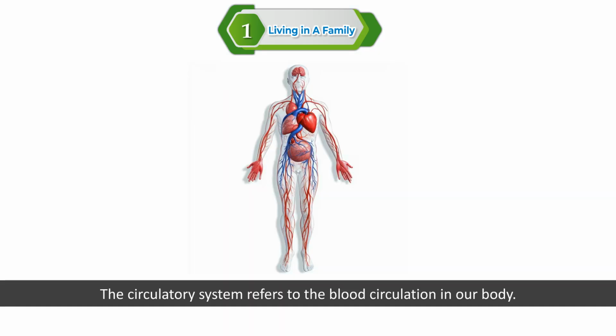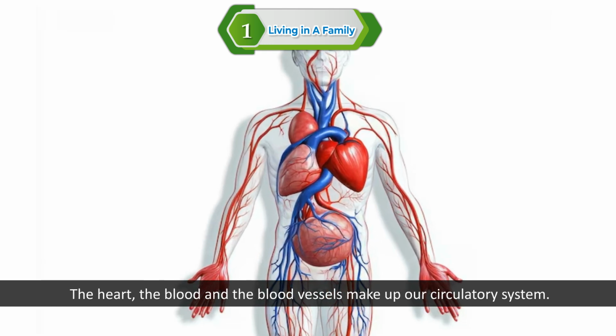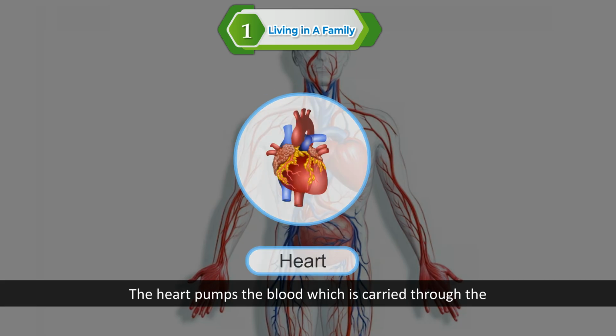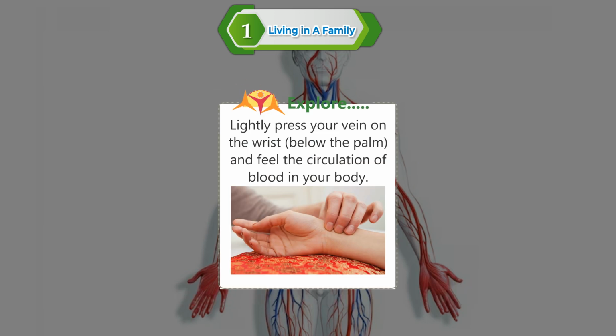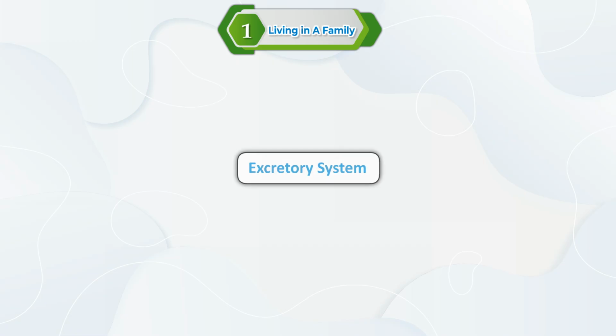Circulatory system. The circulatory system refers to the blood circulation in our body. The heart, the blood, and the blood vessels make up our circulatory system. The heart pumps the blood which is carried through the blood vessels to the different parts of our body. Explore. Lightly press your vein on the wrist below the palm and feel the circulation of blood in your body.